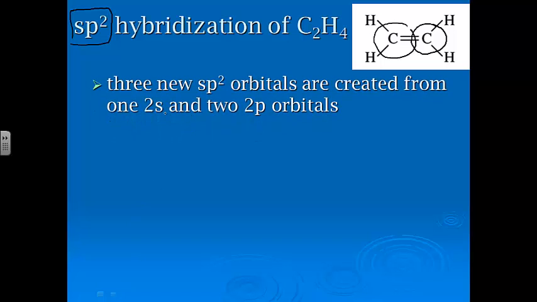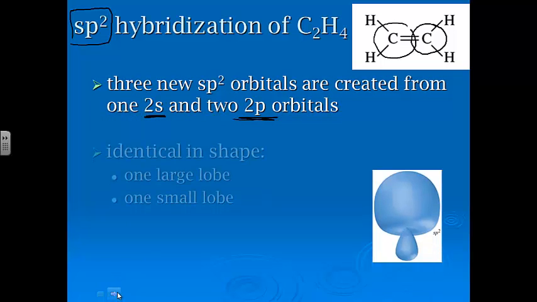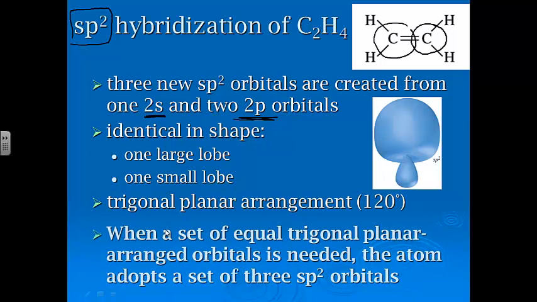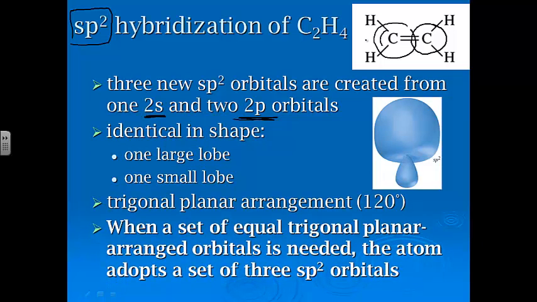Okay, now sp2 comes along. If you look at this central carbon, there are 3 bonding groups coming off of either of these central carbons. And so we don't need 4 new orbitals, we need 3 new orbitals. And when we need 3 new orbitals, we get what's called sp2 hybridization. That's created from the 2s and 2 of the 2p orbitals that are being utilized. Similar shape. They have a trigonal planar arrangement, so the bond angle doesn't change.